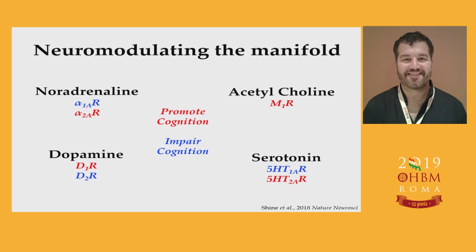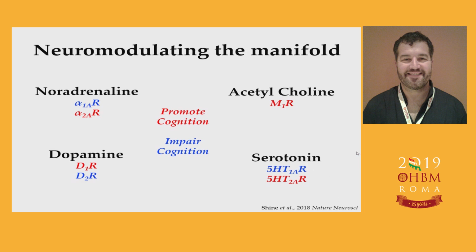You'll hear a bit more about what happens if you over-augment the 2A receptors a bit later from Joanna. And then neurotransmitter receptors that can diminish cognition, so things like the alpha-1A receptor, dopamine 2, and 5-HT1A. The literature's a little bit murkier for the muscarinic receptors, so we didn't include one in the cholinergic group.